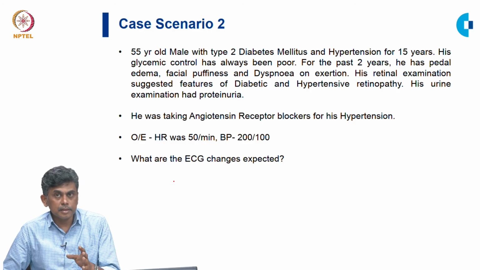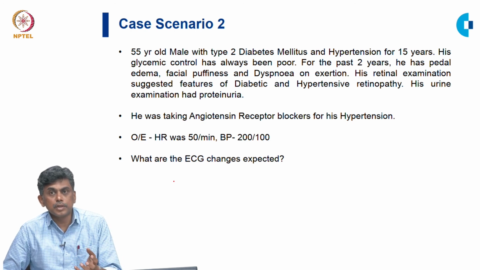Retinal examination, fundus examination shows that there is evidence of diabetic retinopathy. So one organ is affected because of diabetes. The eye's fundus is affected. Then his urine shows proteinuria. That means what? The kidney is also getting affected and there is loss of protein.